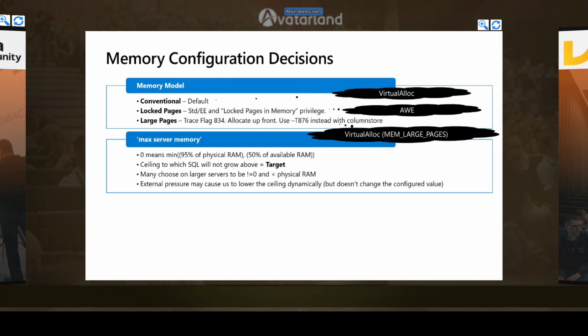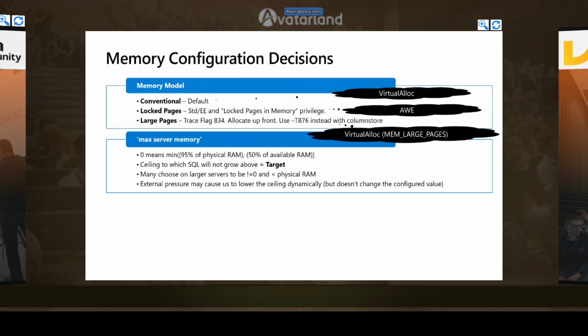Now, having said that, what about this concept called max server memory? That's another configuration option that you can use with SQL Server. What does zero mean? Zero means dynamic. Well, here's what it means. It means the minimum, here's a formula for you, of 95% of what SQL thinks is physical RAM. By the way, in a virtual machine, the virtualization software presents SQL as virtual RAM. This is the amount of memory you get. Or 50% of available RAM, okay? So it's the minimum of these numbers.